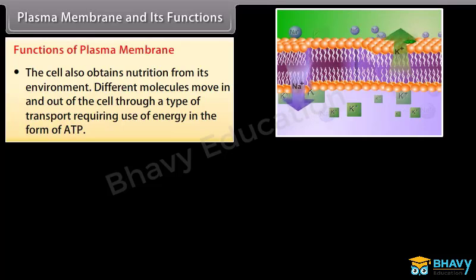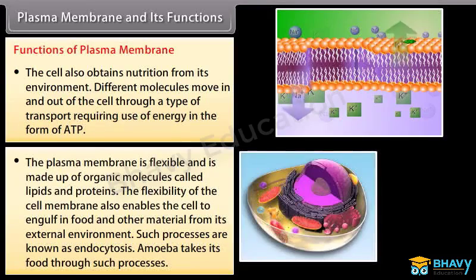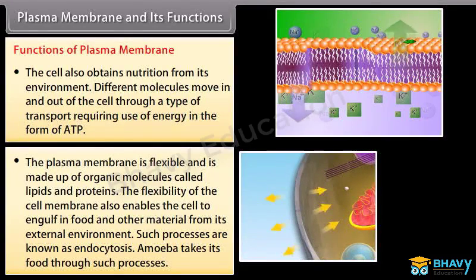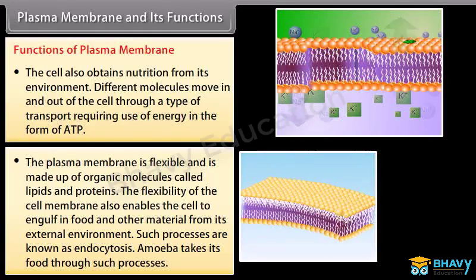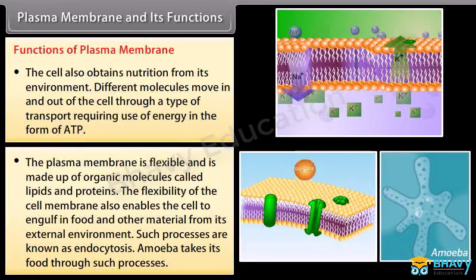Different molecules move in and out of the cell through a type of transport requiring use of energy in the form of ATP. The plasma membrane is flexible and is made up of organic molecules called lipids and proteins. The flexibility of the cell membrane also enables the cell to engulf food and other materials from its external environment. Such processes are known as endocytosis. Amoeba takes its food through such processes.